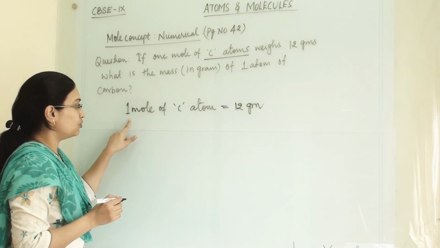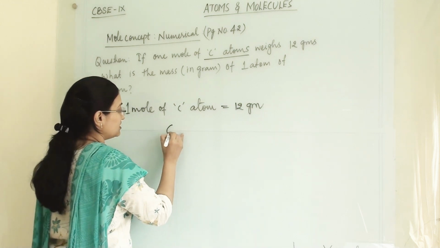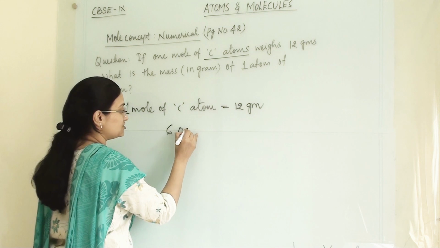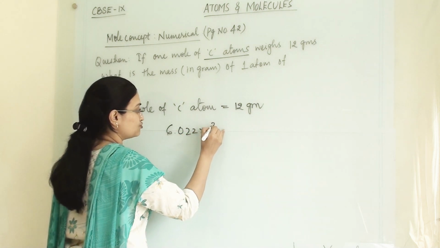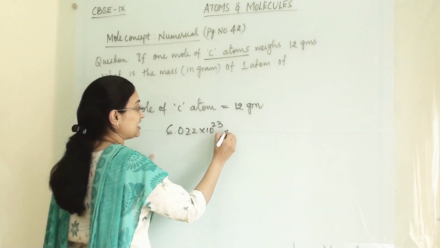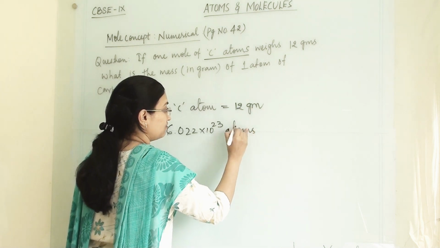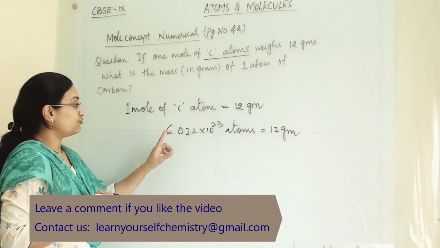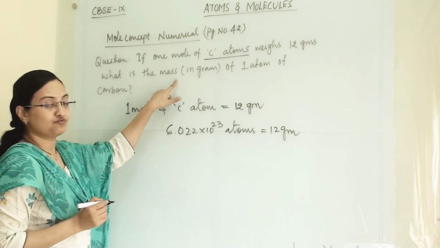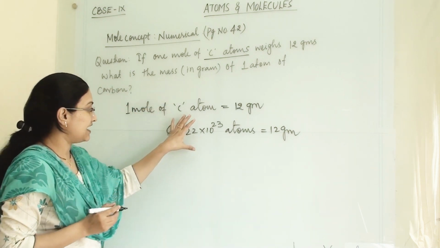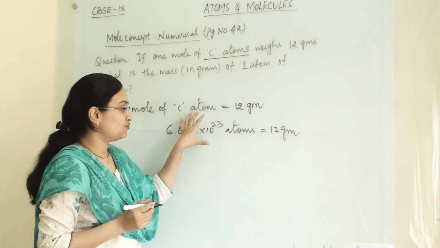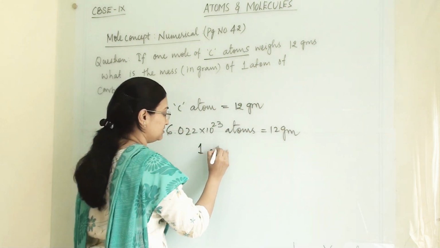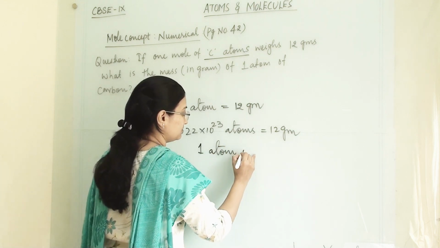Here 1 mole. So that means how many atoms will be present in this? So 6.022 into 10 raised to 23 atoms weigh 12 gram. So from this we can find out the mass for 1 atom. This many atoms weigh 12 gram. Then 1 atom of carbon weighs how much?